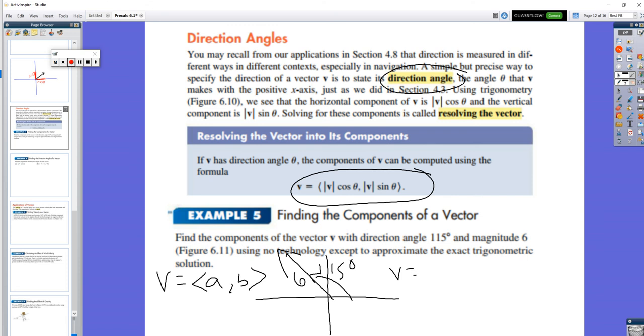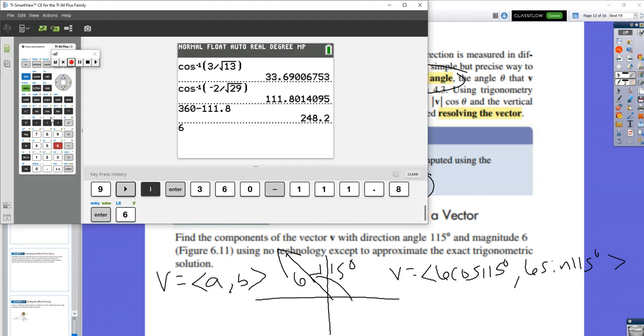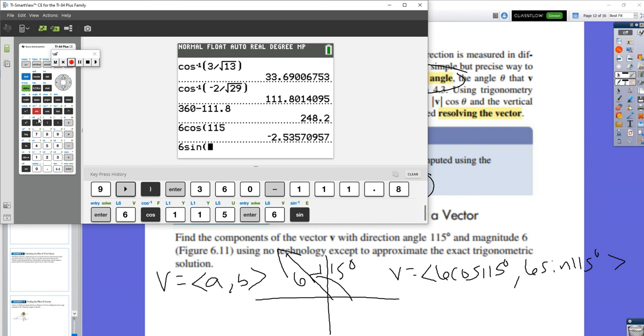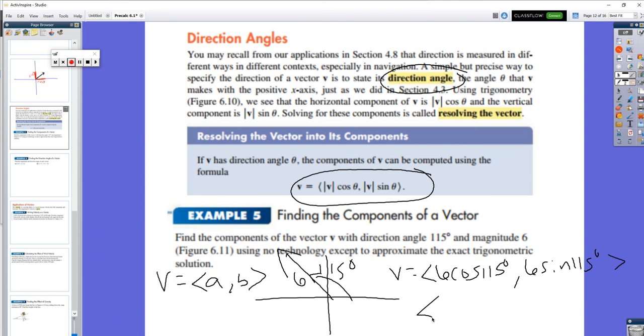So the vector can then be rewritten as the magnitude 6 times the cosine of the direction angle, 115, and 6 times the sine of the direction angle, 115. And that's it. Other than just plugging it into your calculator and identifying what the values actually come out to be. So we get 6 cosine 115 and 6 sine 115. And so we end up with about negative 2.4 comma 5.44.